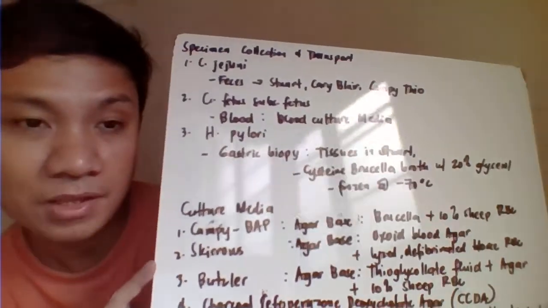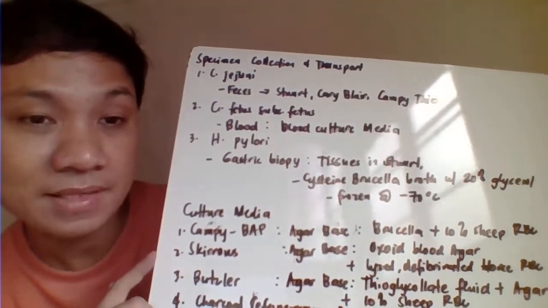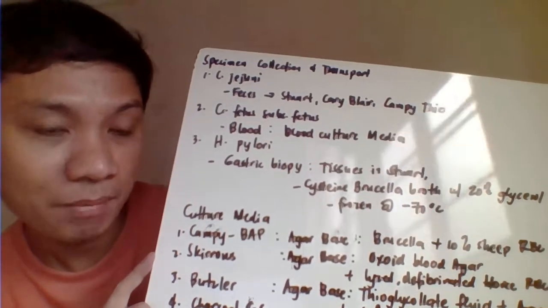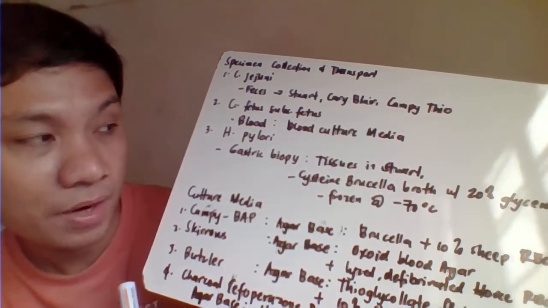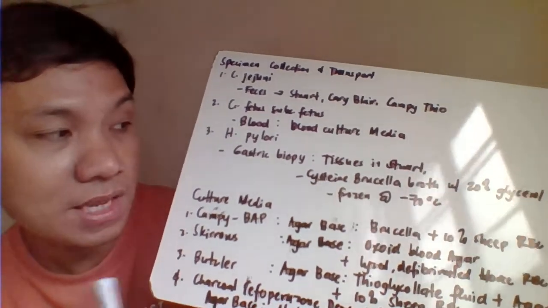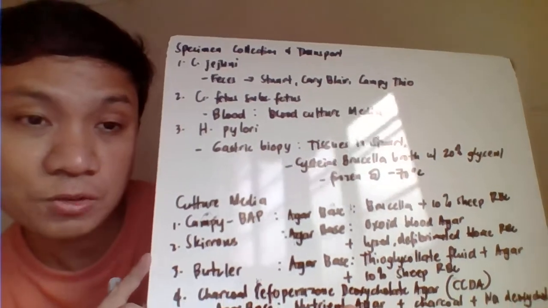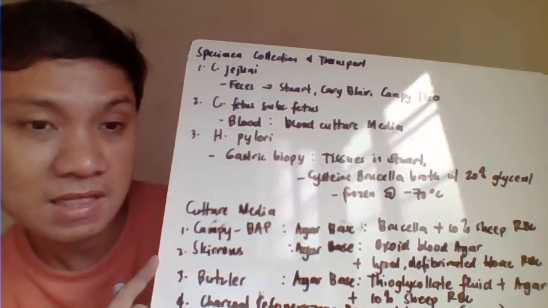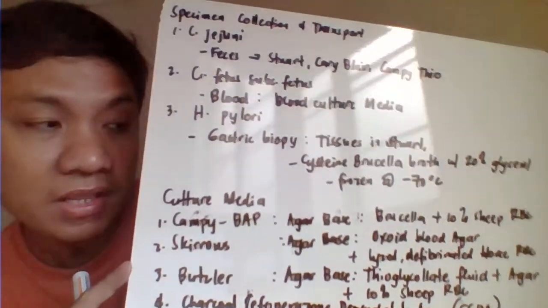And for the Helicobacter pylori, since it tries to cause gastric ulcer, gastric biopsy is our sample for that. You can transport the specimen with your Stuart. You could also have your cysteine Brucella broth with 20% glycerol and it should be frozen at negative 70 degrees Celsius so that it will not die.